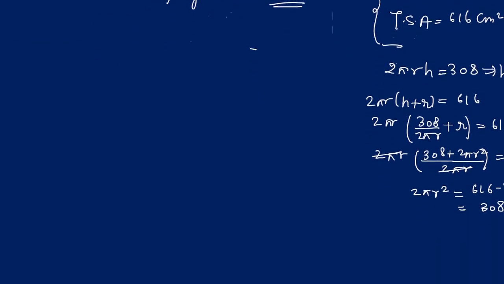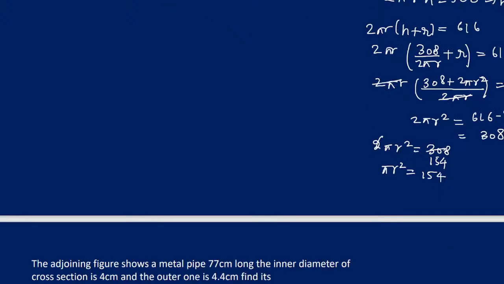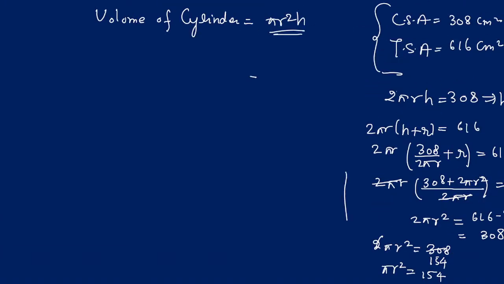Correct? Then 2 pi r square equals 308. Cancel the 2: 2 1s are 2, 2 5s are 10, 2 7s are 14... 2 pi r square equals 308, so pi r square equals 154. After that, if pi r square is 154, what can you do? See, sir, the value of pi is 22 by 7, so r square equals 154 upon 7 upon 22.